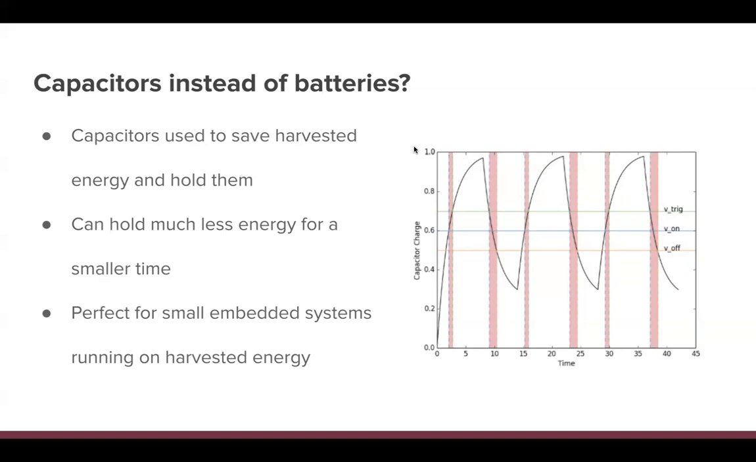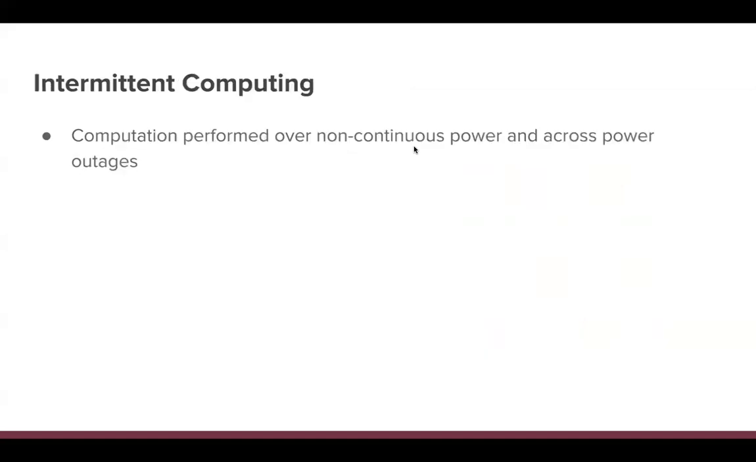So capacitors are charged using the energy harvested from the sources we discussed, and then this harvested energy is used by computing systems. Now focusing on what intermittent computing actually is. Intermittent computation can be thought of as computation that is performed over non-continuous power and across power outages. Let us first envision how a normal continuous power computing system would perform with a power source like the harvested energy, where the power runs out and comes back.